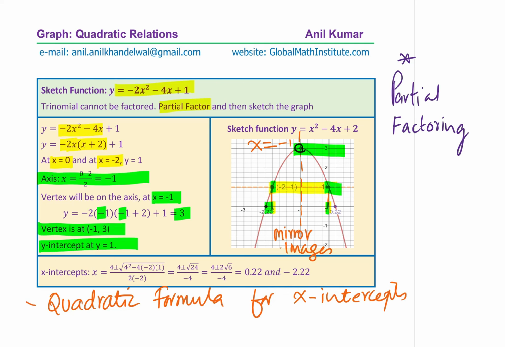Is that clear to you, right? So that is it. So you have the quadratic formulas. You get approximate values which have been marked. And that is how you're going to sketch this particular function. So I hope these steps are absolutely clear.